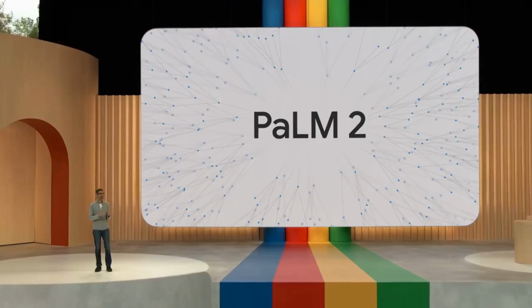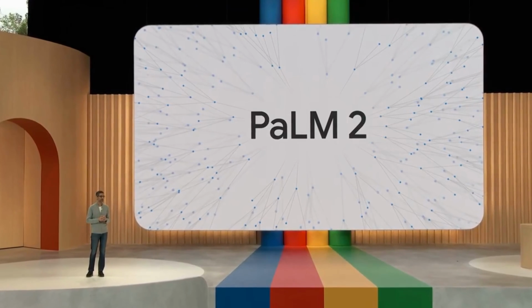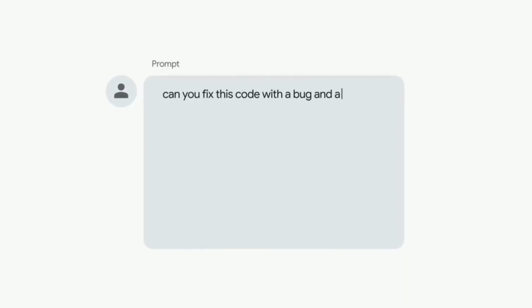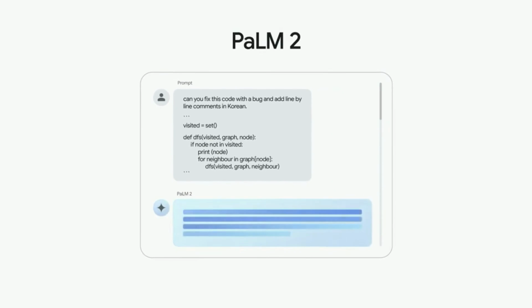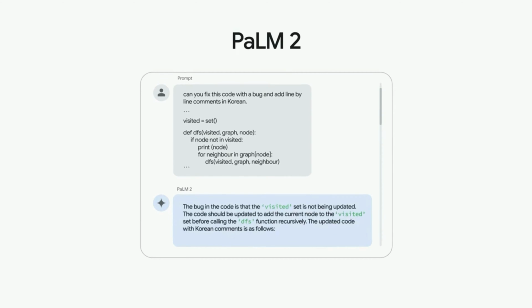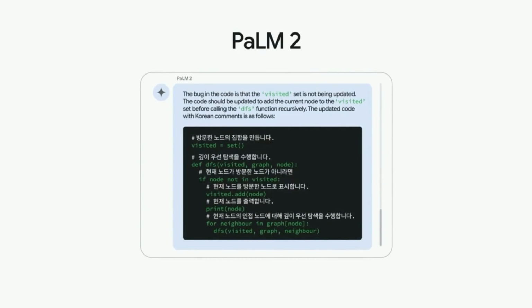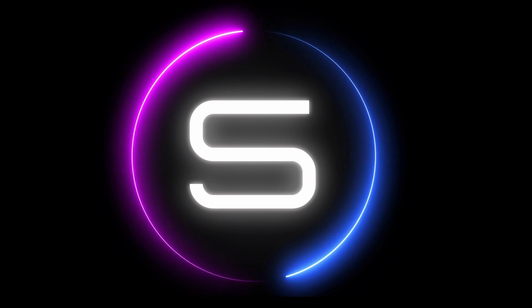PaLM 2 builds on our fundamental research and our latest infrastructure. Let's say you're working with a colleague in Seoul and you're debugging code. You can ask it to fix a bug and help out your teammate by adding comments in Korean to the code. It first recognizes the code is recursive, suggests a fix, and even explains the reasoning behind the fix. And as you can see, it added comments in Korean just like you asked.